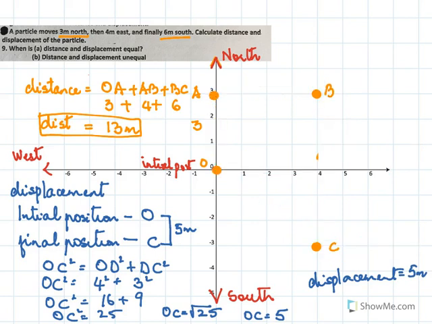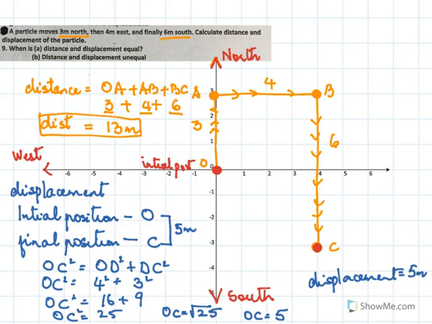So to go over the sum again, we first had to find distance. So we went up here 3 meters. Then we went here towards the east 4 meters. And then we went down here 6 meters. And the total 3 plus 4 plus 6 give us the distance, because that's the actual path traveled by the body. This body traveled all along this path, which was 13 meters.